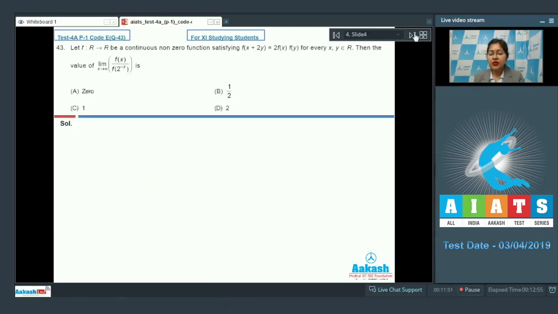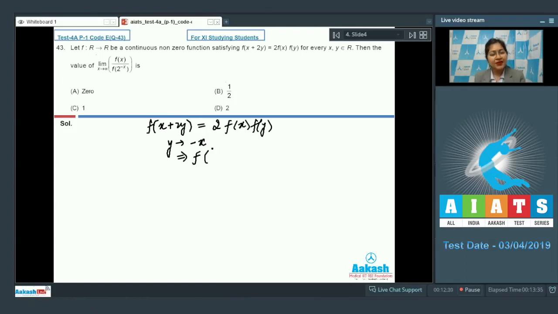Next is question number 43, which says that let f going from R to R be a continuous non-zero function satisfying f of (x plus 2y) is equal to 2 times f(x) into f(y) for every x, y belonging to R. Then the value of the limit as x tends to infinity of f(x) upon f(2 raised to the power minus x) is. Now the given function is f(x plus 2y) equal to 2 times f(x) into f(y). Now here if I replace y by minus x, let us see what we get.